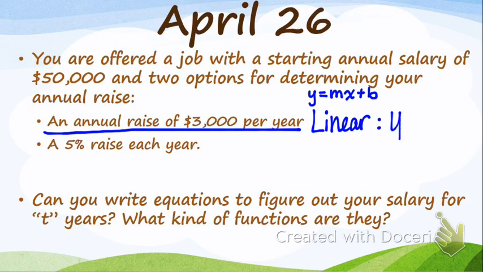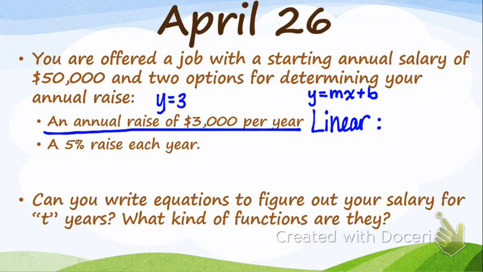Y equals... So B would be 50,000. Is the rate 50,000 or is the rate 3,000? The rate is 3,000. So how would I write this now? So 3,000 x. Yes, and I'm going to have to move this because I just realized how close I was to the edge of the slide.